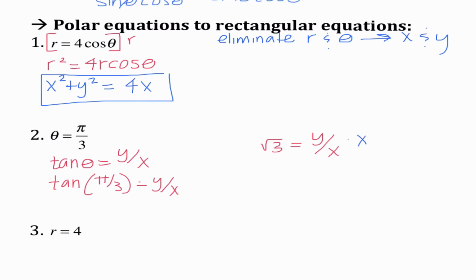Now to make this equation look a little bit more normal, I'm going to multiply both sides by x, and I get radical 3 times x equals y. Now if we look at this equation, we know this is just a linear equation. So that tells us that this polar equation is just a line.